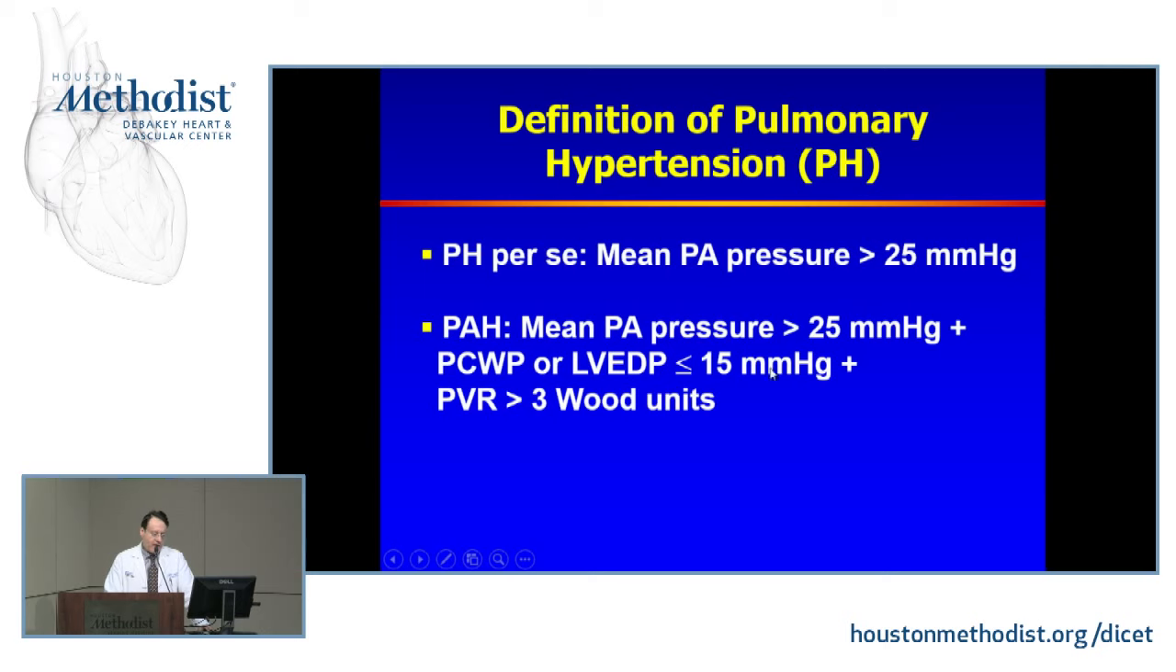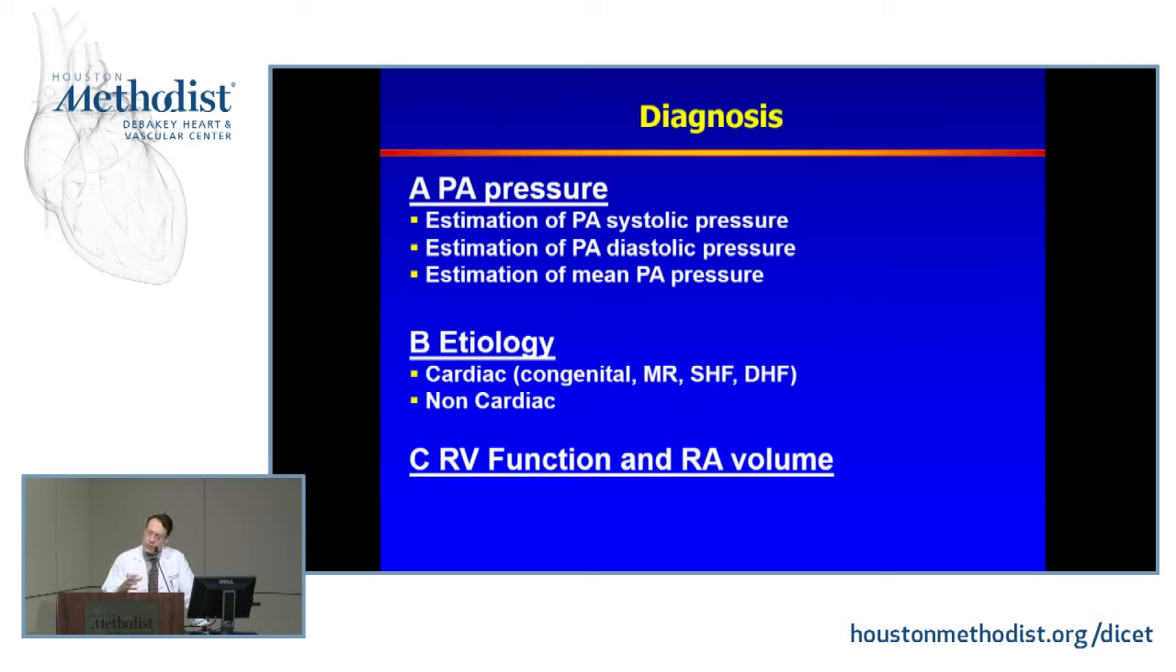So if we get a case, then the challenge for us is, can we provide that information? Even though I'm not able to provide it numerically, you will see that yes, we can come close and sometimes give estimates and assessments that are reasonable. So by echo, we can do PA systolic, PA diastolic, mean PA pressure. We can address the etiology issue.